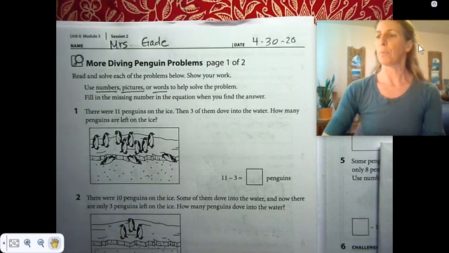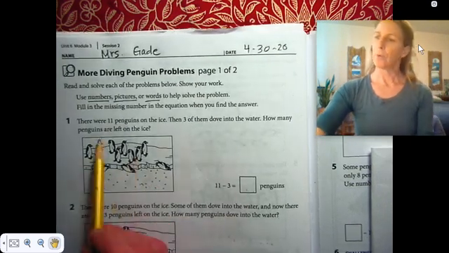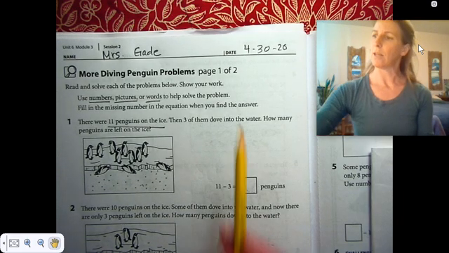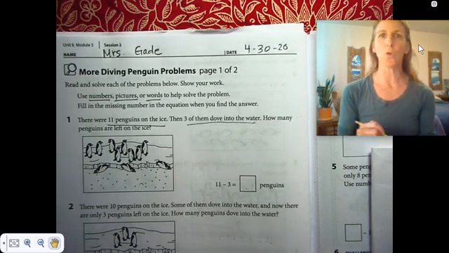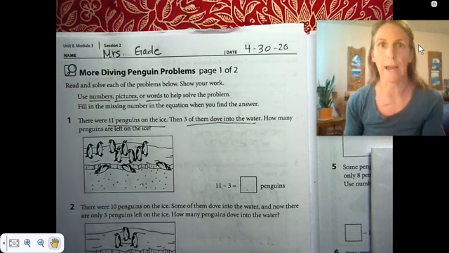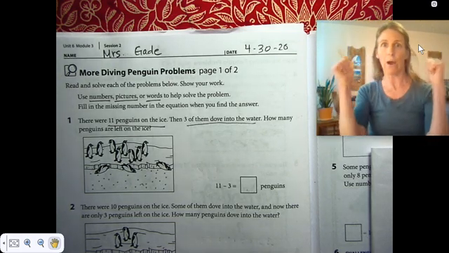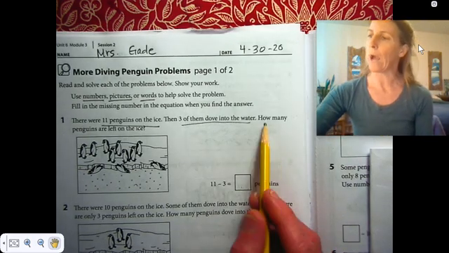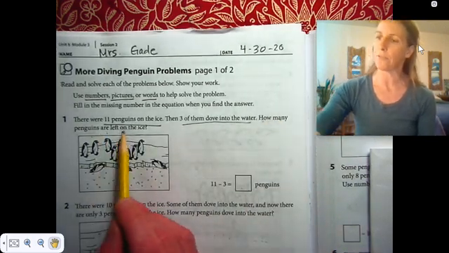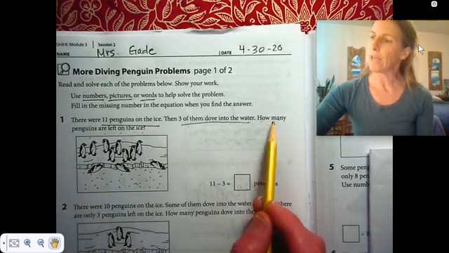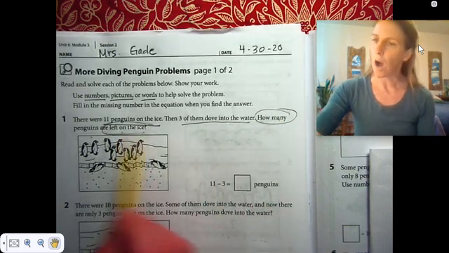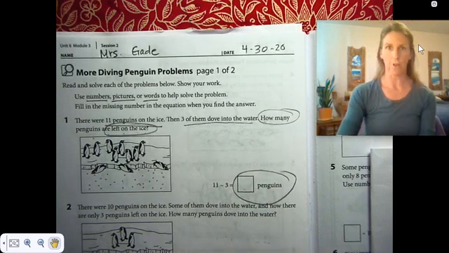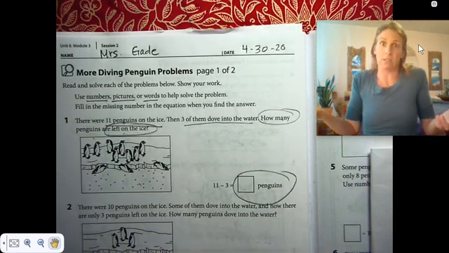Okay, number 1. There were 11 penguins on the ice. Then 3 of them dove into the water. If penguins are diving into the water, they're out of there. It's takeaway, subtraction. They want to know how many penguins are left on the ice. Whenever they ask how many are left, they're looking for the answer, my friends. How many are left? That's the answer.